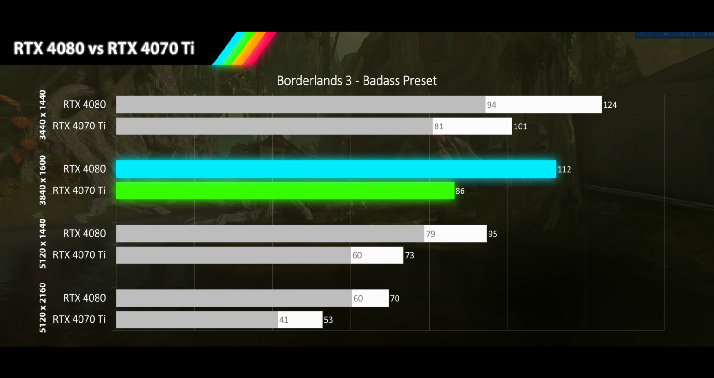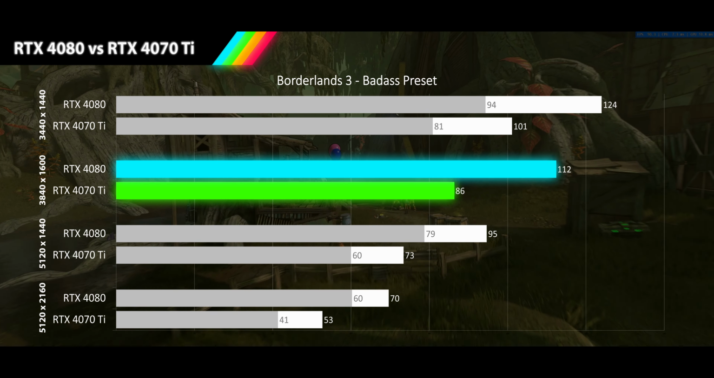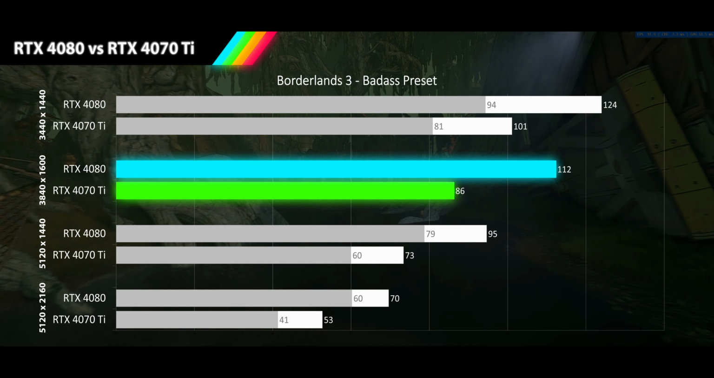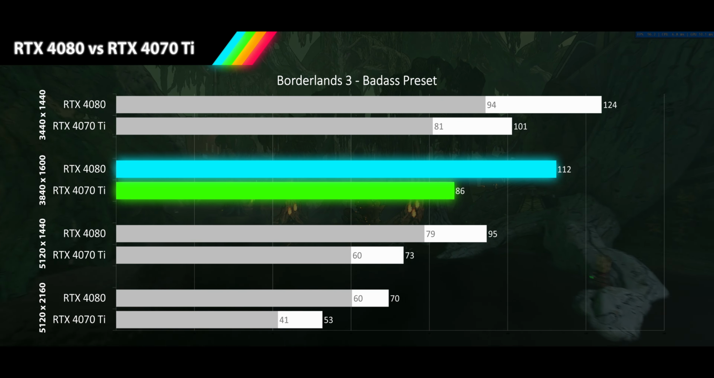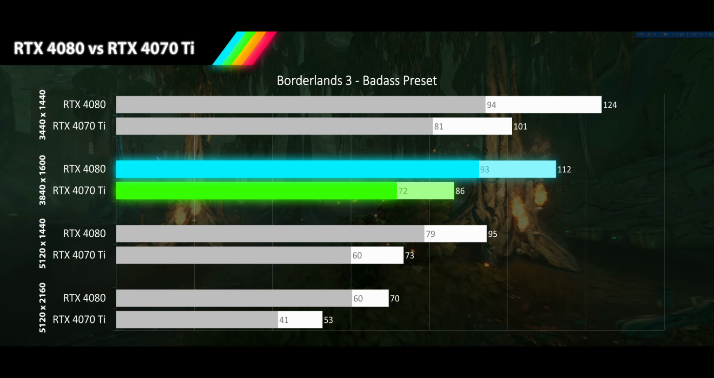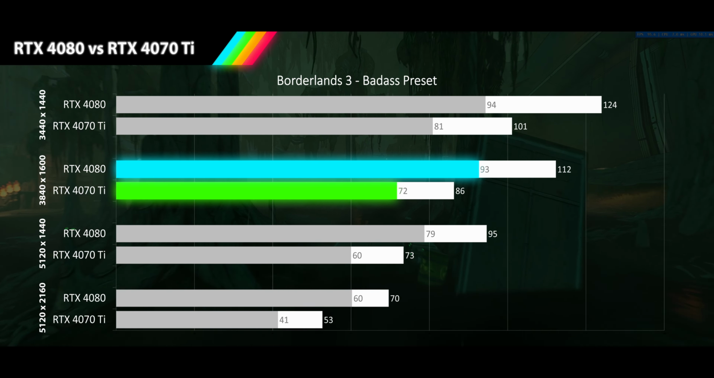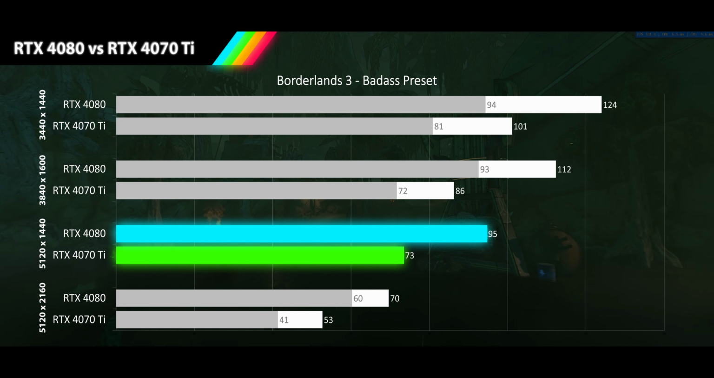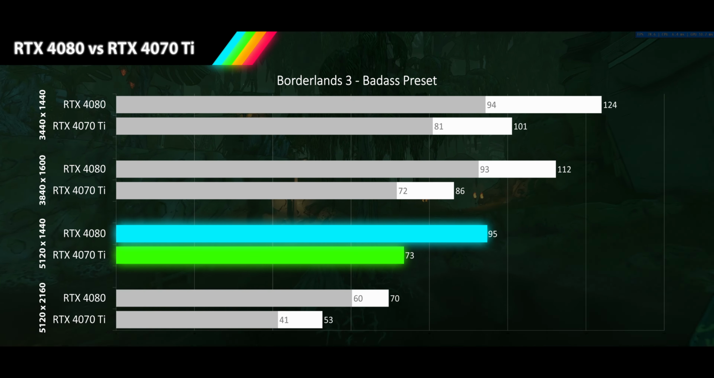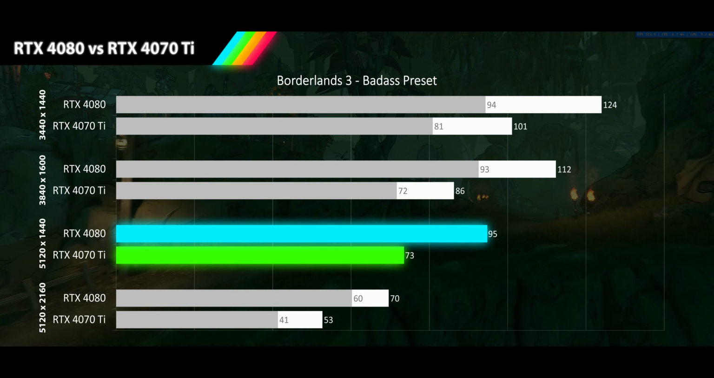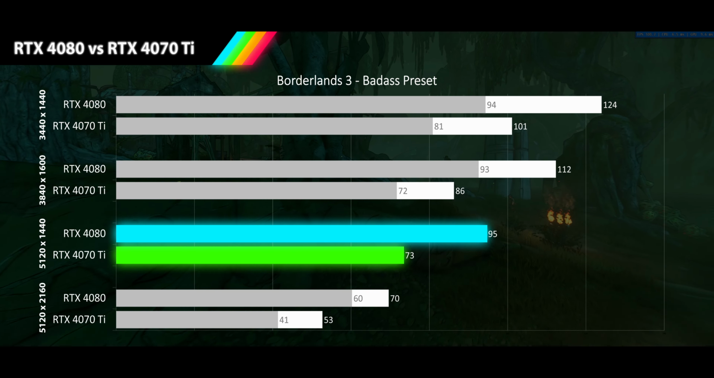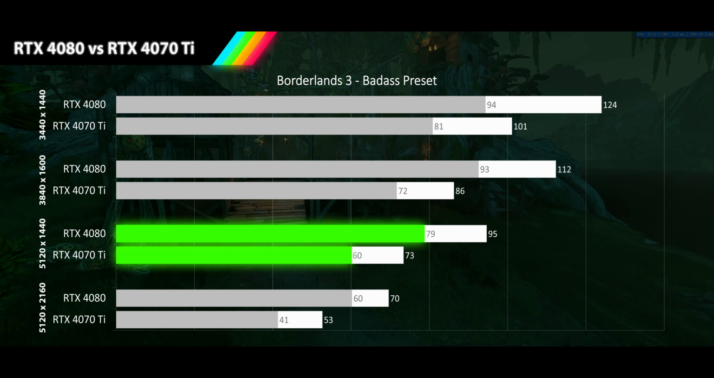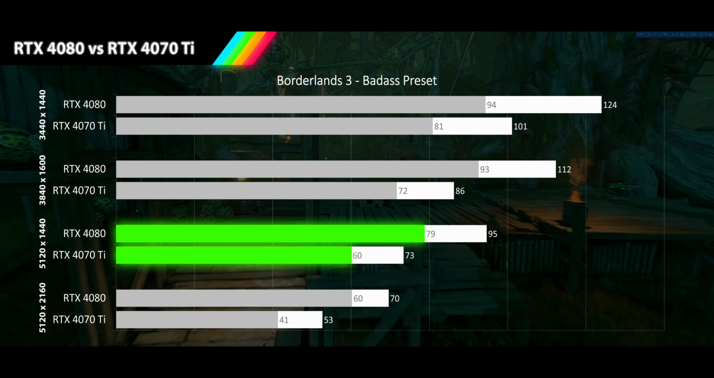Moving up in resolution to the 1600p ultrawide, we see the 4080 now in high refresh rates at 112 FPS, now 30% faster than the 4070 Ti at 86 FPS. The 4080's 1% low is now 29 FPS faster than the 4070 Ti. Looking at our Super Ultrawide, we see the 4080 hanging on to high refresh rates of 95 FPS, 29% ahead of the 4070 Ti's 73 FPS, with the 4080 31% faster in the 1% low.